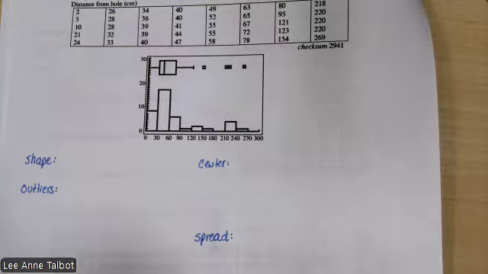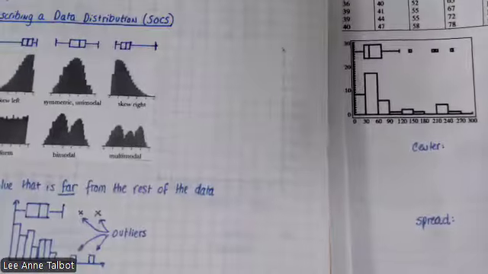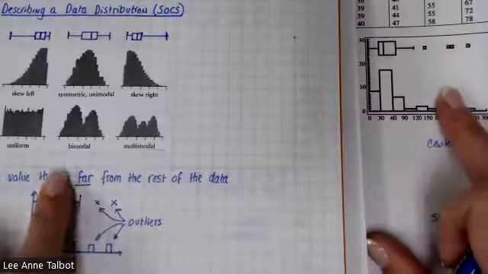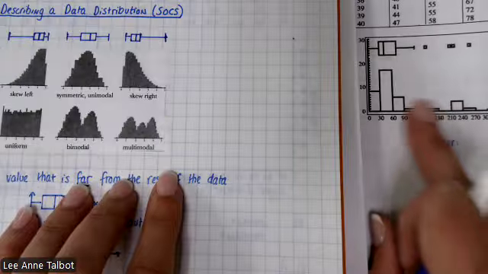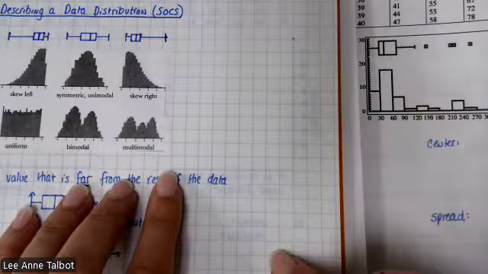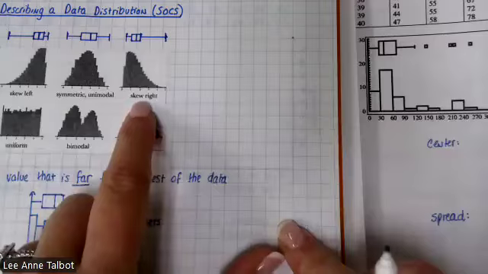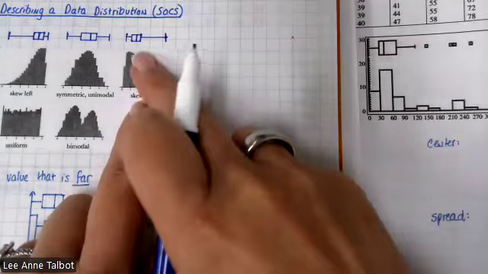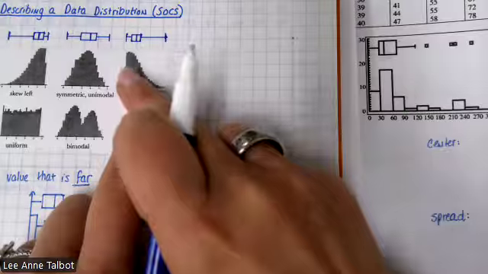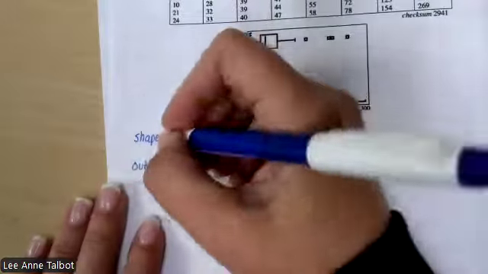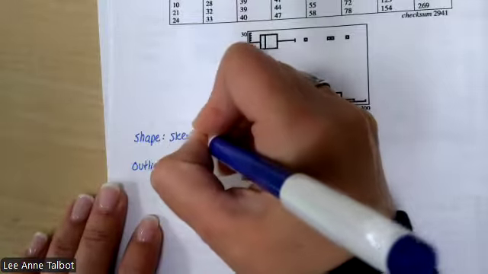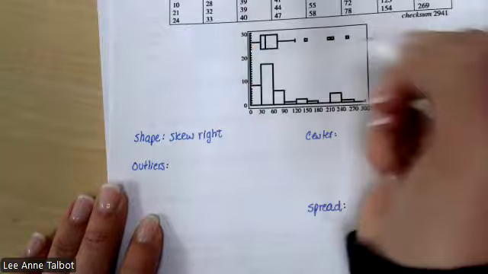Okay. All right, so first I'm gonna grab my notes and I'm gonna grab this. Which shape is this right here? Skew right. Notice how the tail is going to the right. Most of the data is on the left and it's being pulled this way. Okay. Skew right.